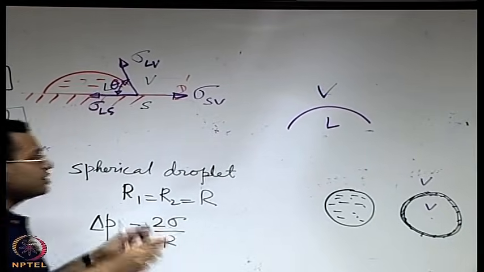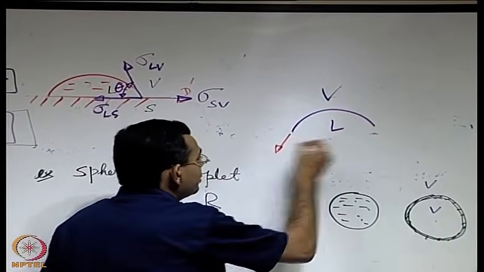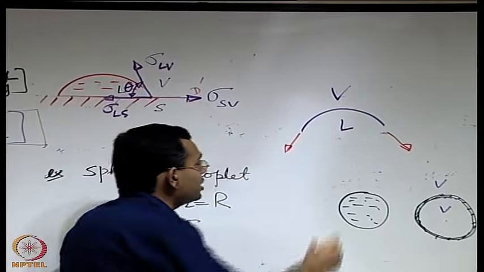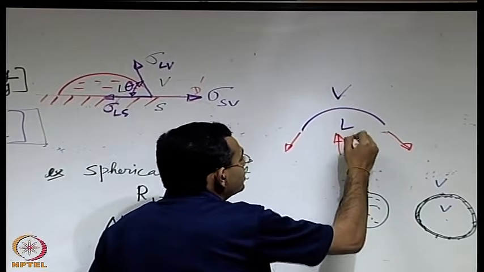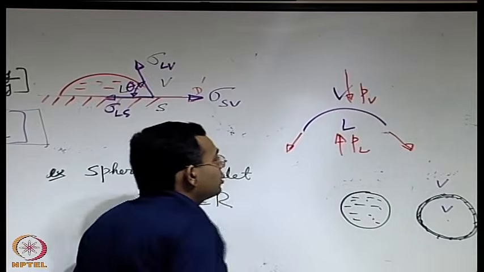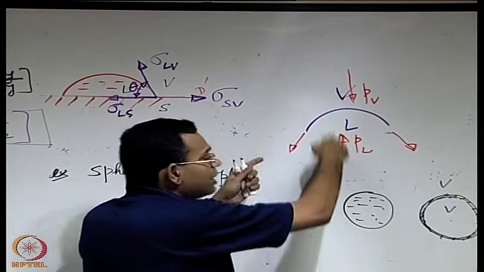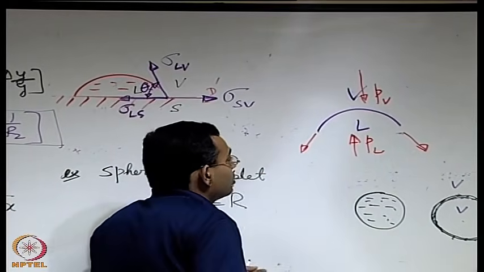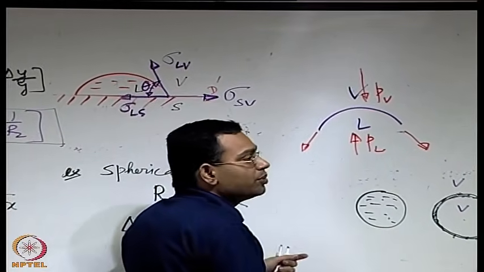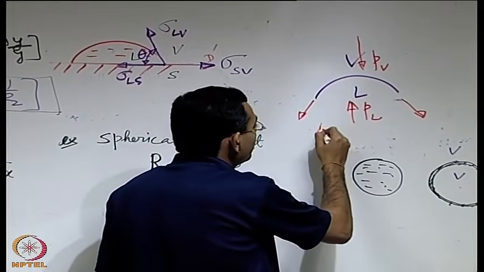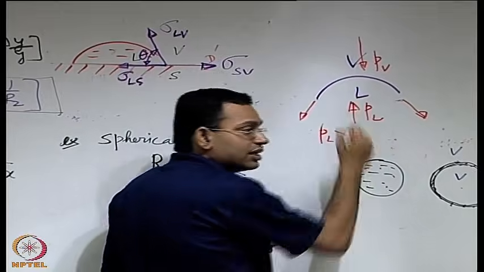So if you think about the surface tension, it is acting something like this. So you have a pressure from this side, say PL, and a pressure from this side, PV. Since the surface tension is having its component downwards, the upward component should be stronger to overcome that. That means PL should be greater than PV in this example.